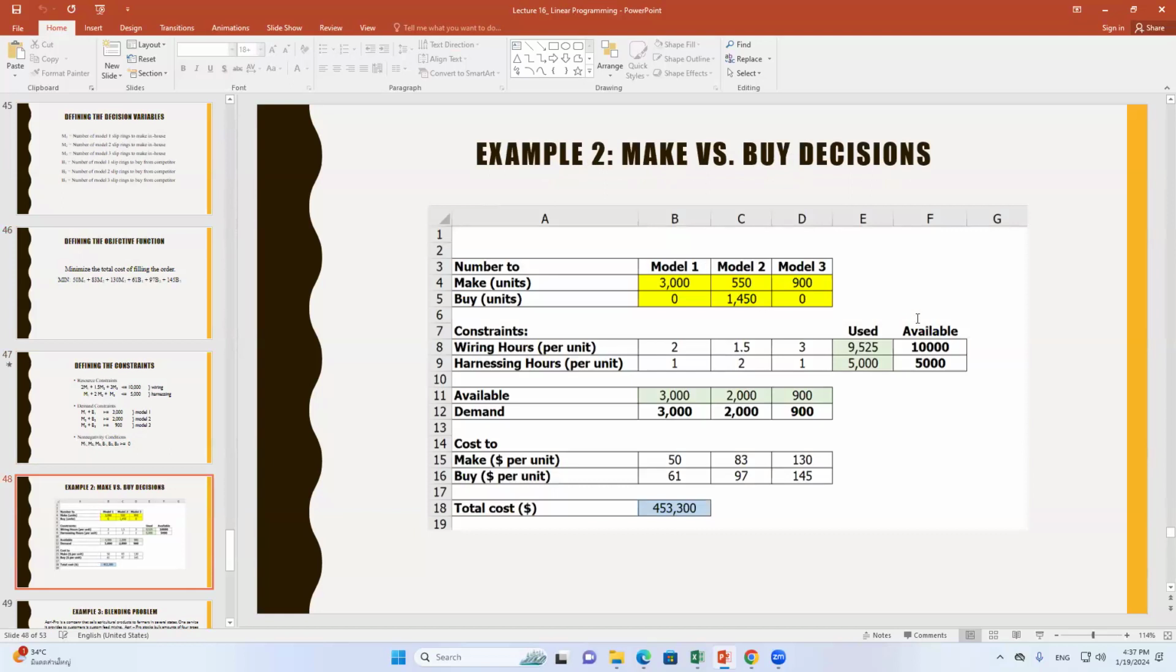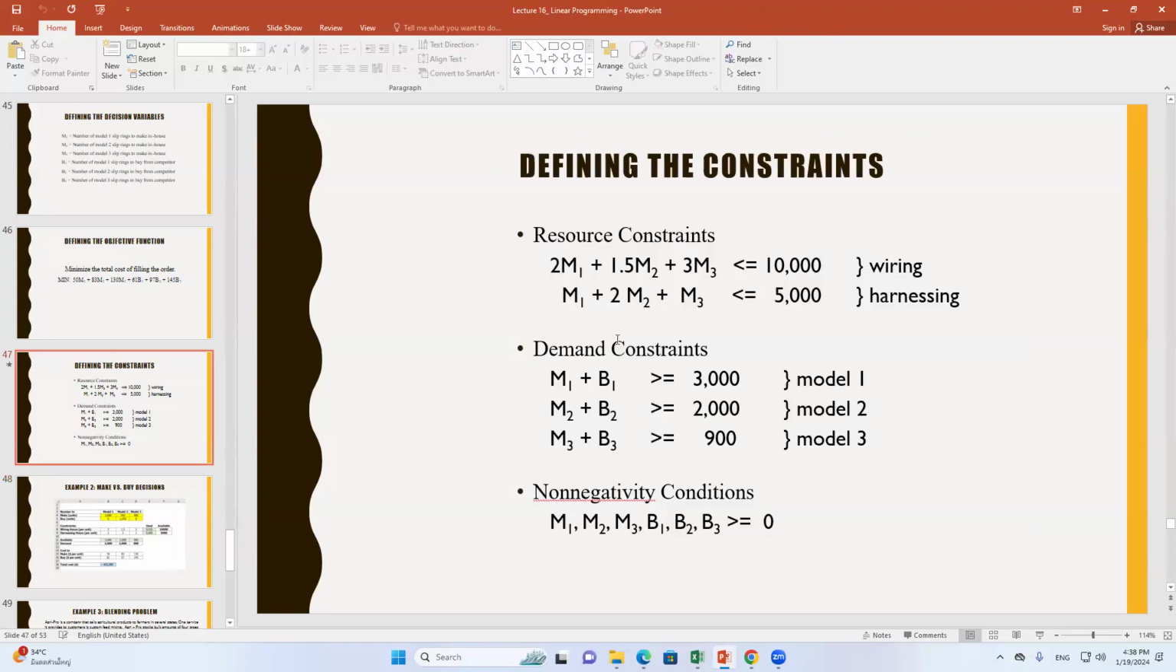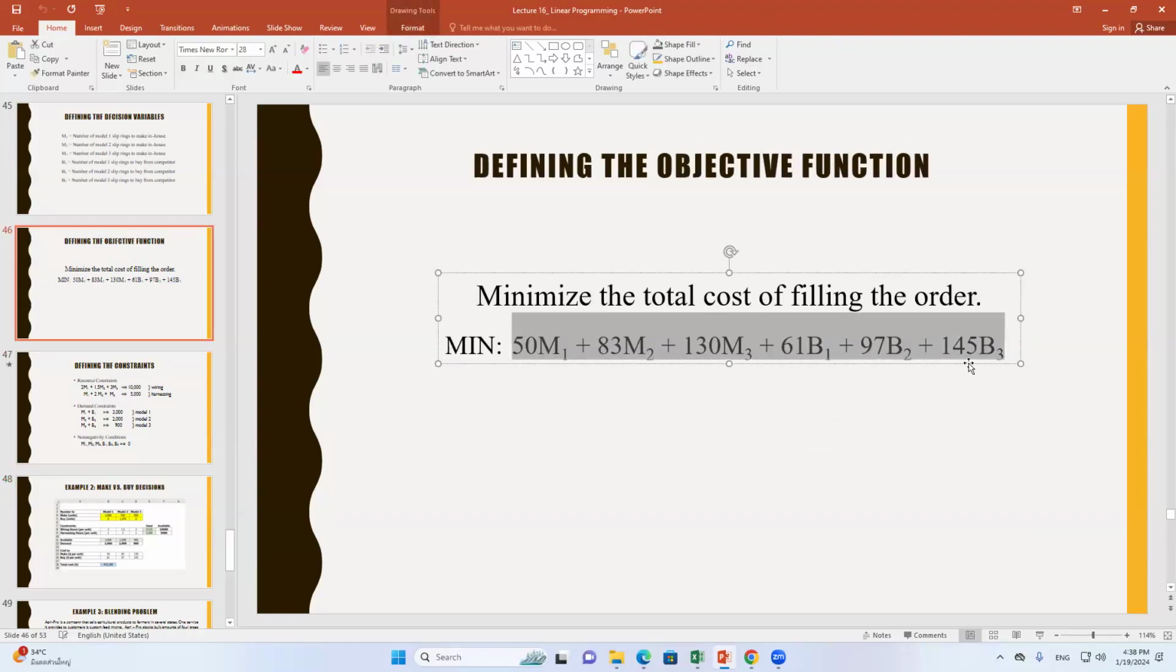Okay, this is the spreadsheet. The constraint, the winding hours per unit for each model used. We have some limitations: 10,000 is the maximum, 5,000 for the other, and the demand for this. Cost, that's what you make by yourself and the cost that you buy from another company. And then we calculate the total cost. How do we calculate the total cost from this? This is the total cost.